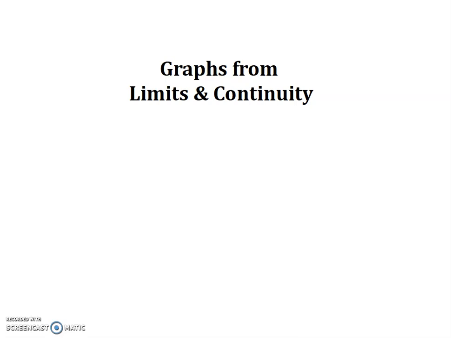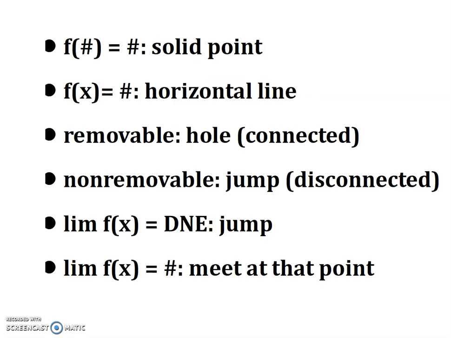Okay, we're going to look at creating graphs today from knowing information about their limits and/or the continuity or discontinuity. So they're going to give us a bunch of information. If they say like f of 2 equals 1, that tells us where to put a solid point. If they say f of x equals a certain number, we're going to put a horizontal line, and they'll typically specify at which x values.